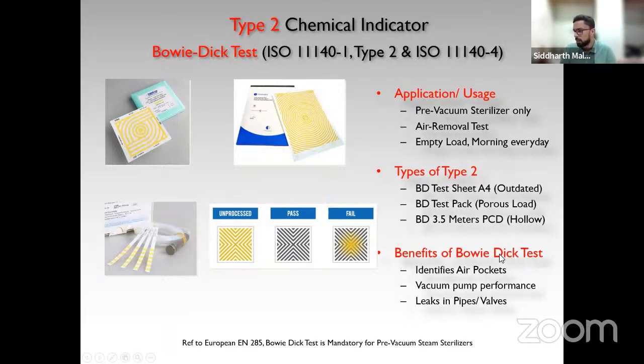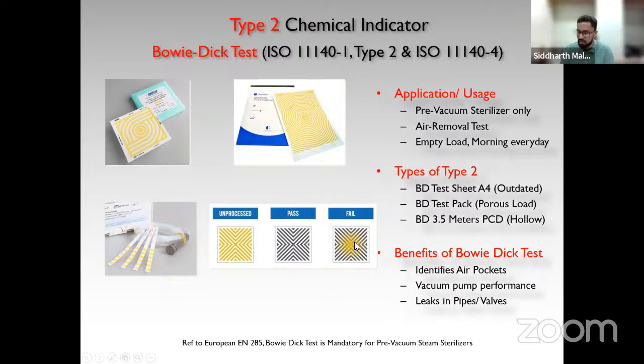Now, Bowie-Dick, what it does is it identifies the air pockets. If there has been an air pocket inside, the sterilization would not have happened properly. From a yellow, which is the original color, when the sterilization happens, it will become black. If it is completely and uniformly black, that means air has been removed from all the locations and steam has reached. If there is some kind of yellow remaining in the middle or the side pockets, that means air was removed from the peripheral areas, not from the middle area. That means sterilization was not proper.